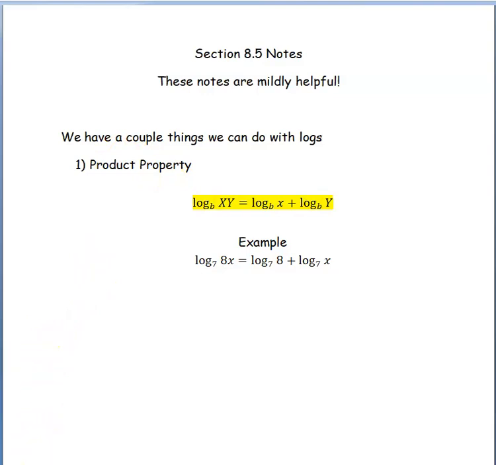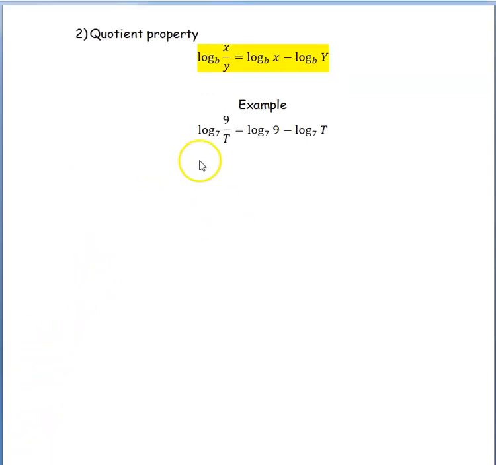Let's move on. Now the next is the quotient property. Why is it called the quotient property? Because it takes the log, which is a quotient, two things divided by each other, and splits it up. Now, unlike the product property, a quotient is split up by subtraction. Think of the division bar and subtraction, like they almost look the same. That's how you can tell the quotient property.